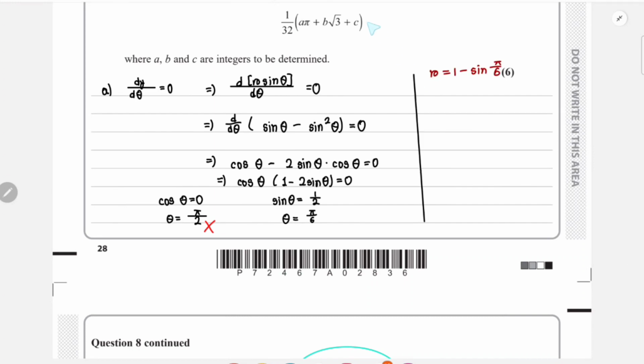Now moving on, we have the value of theta. Now we have to find r. So r would be 1 minus sine pi by 6. So r will be half and theta will be pi by 6. So the polar coordinate of P would be half comma pi by 6.